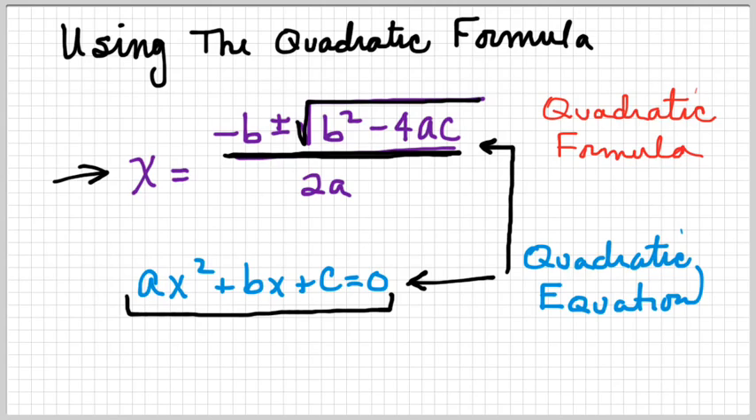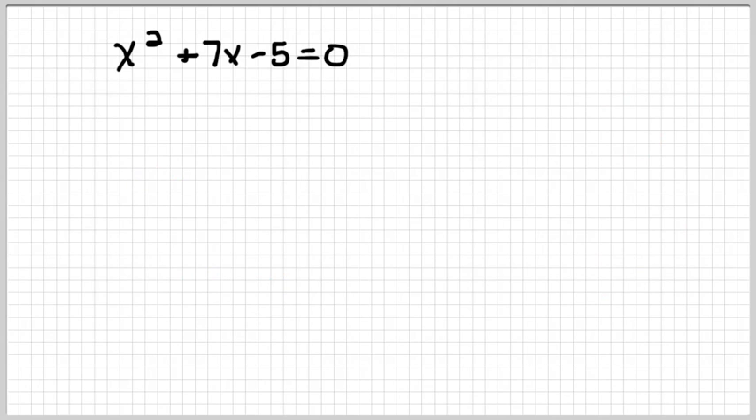What we want to do is solve equations that have numbers in for a, b, and c. So let's look at a few examples. Here's an equation. It's quadratic. X squared plus 7x minus 5 equals 0. It is in standard form. Standard form just means ax squared plus bx plus c equals 0.